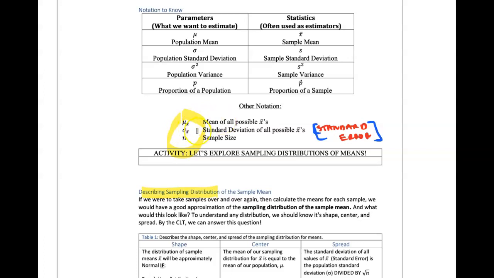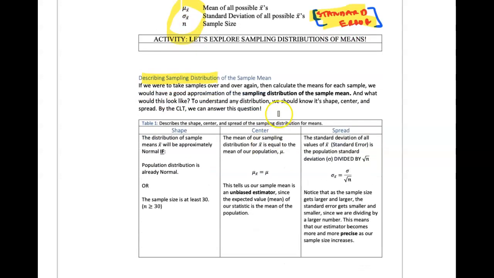And then we would also have a standard deviation for all the sample means. That's called the standard error. Very important to remember, make a note of in the notation, the sigma with the X bar. And then we also have the p hats in the next section, and the sample size. So as we said, we would have a good approximation for the sampling distribution of a sample mean if we take samples over and over again, as it states there.